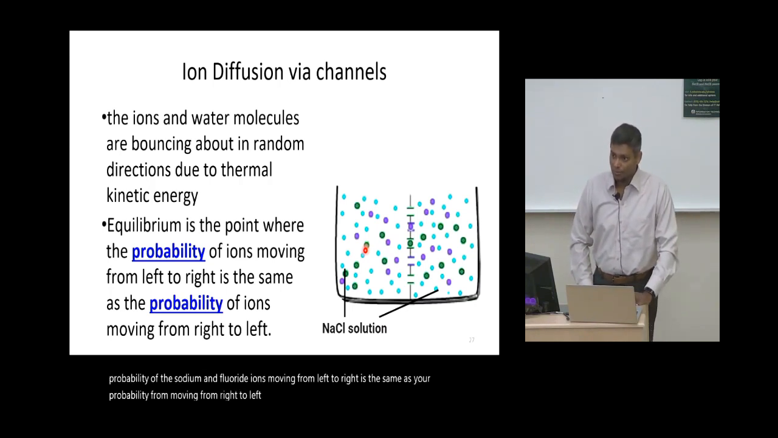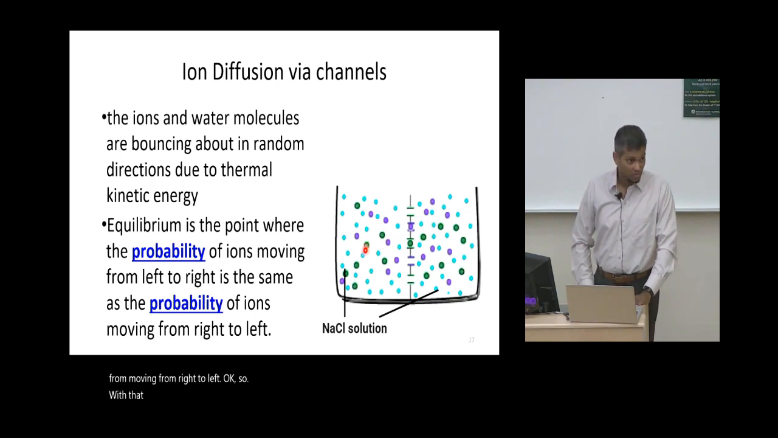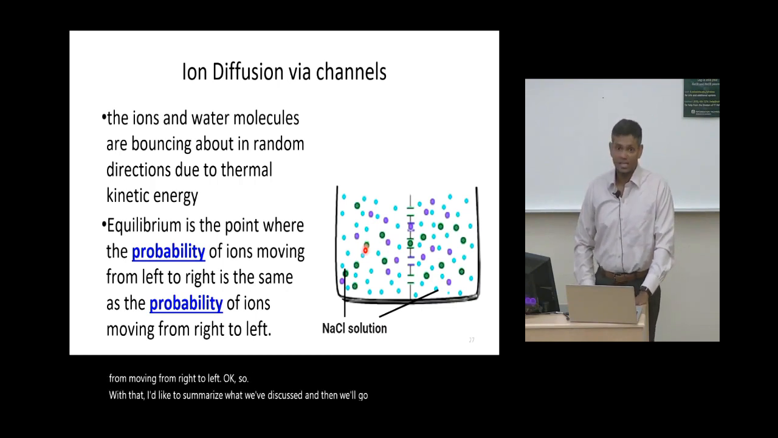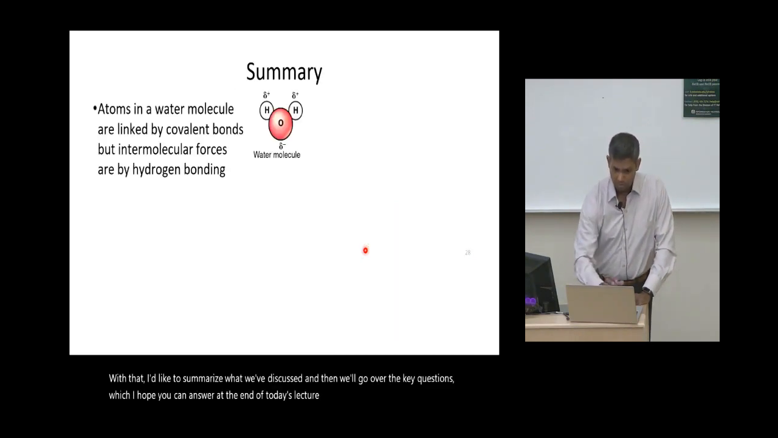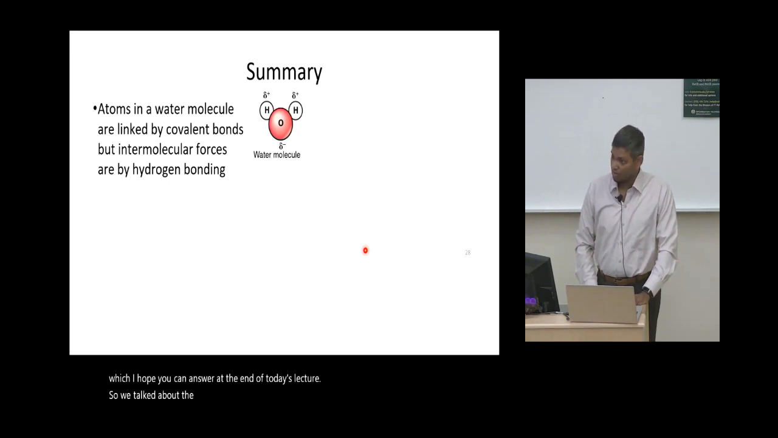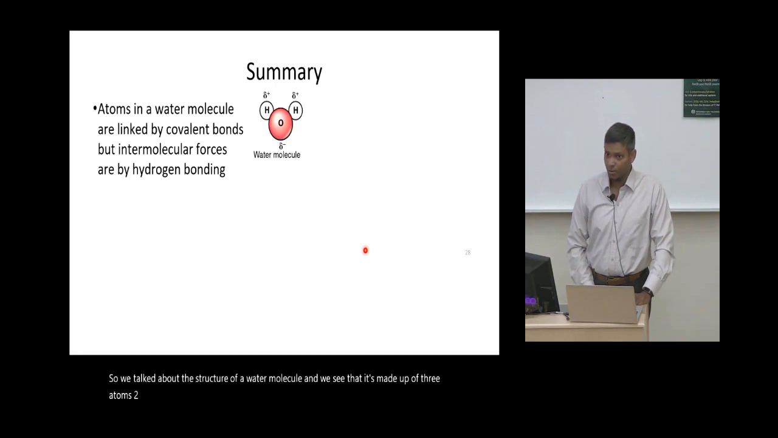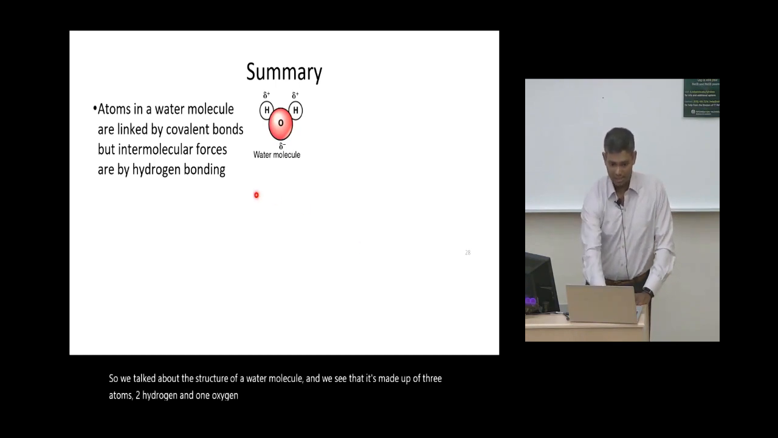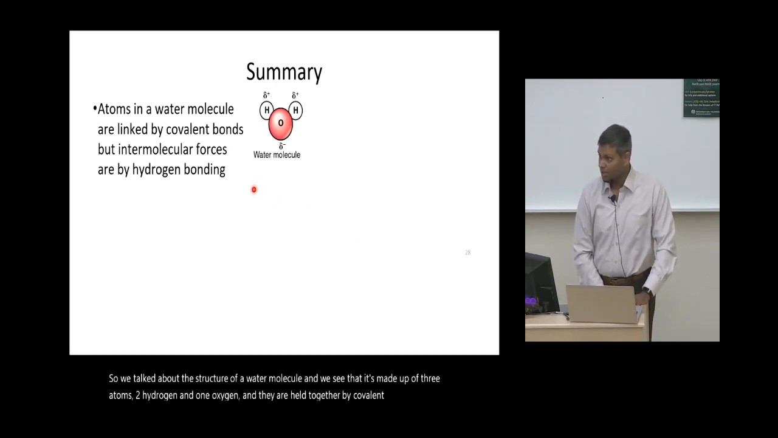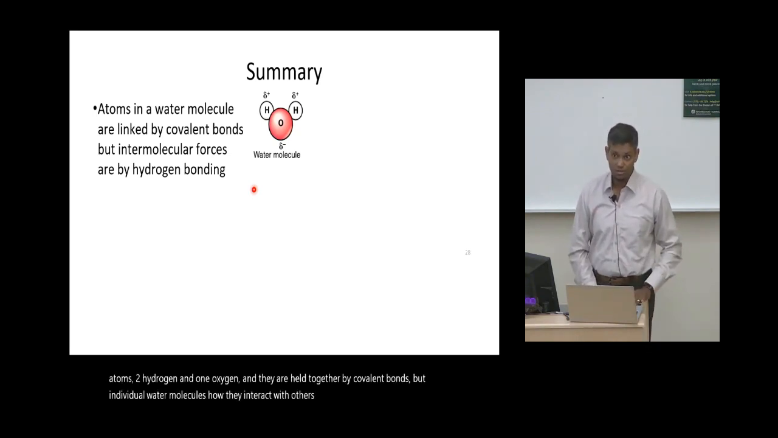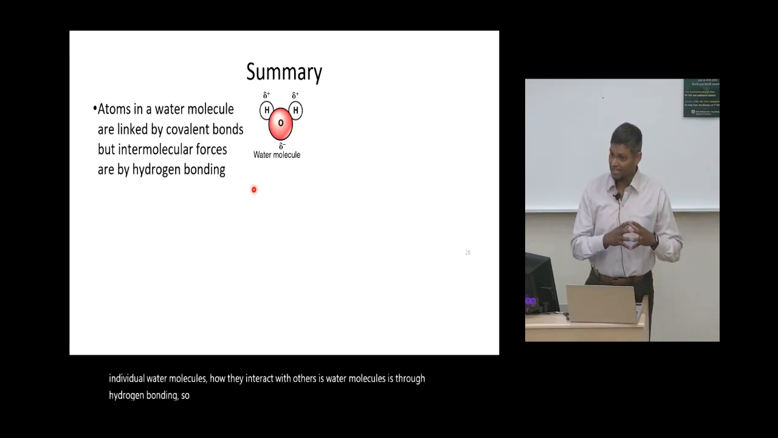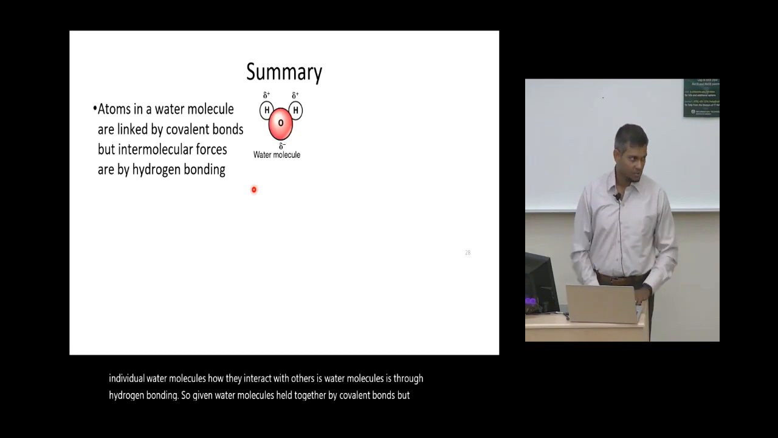Okay, so with that, I'd like to summarize what we've discussed, and then we'll go over the key questions which I hope you can answer at the end of today's lecture. So we talked about the structure of a water molecule, and we see that it's made up of 3 atoms, 2 hydrogen and 1 oxygen, and they are held together by covalent bonds.